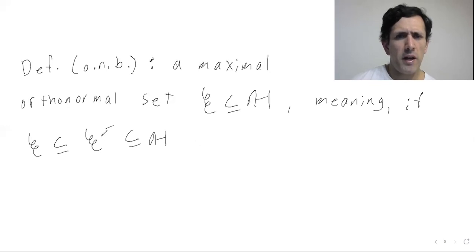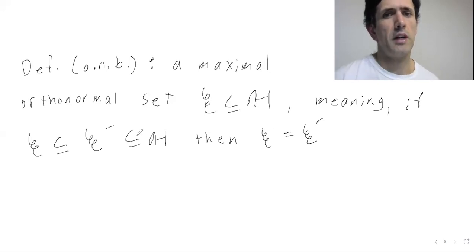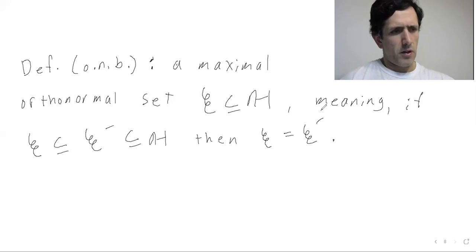So if you have anything larger, well, basically there is nothing larger. If you have a superset of E, then they have to be equal. So there does not exist a larger orthonormal subset of your Hilbert space. Okay.